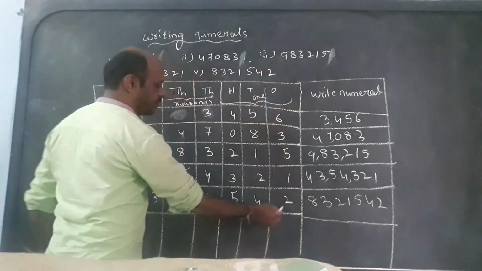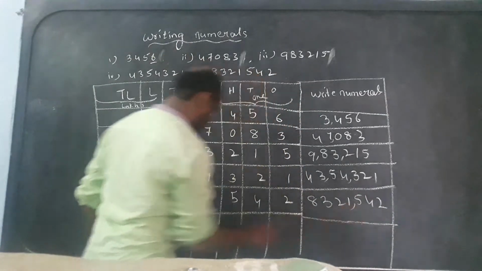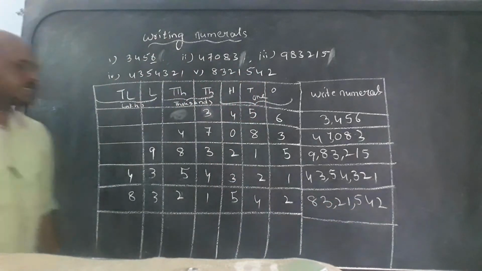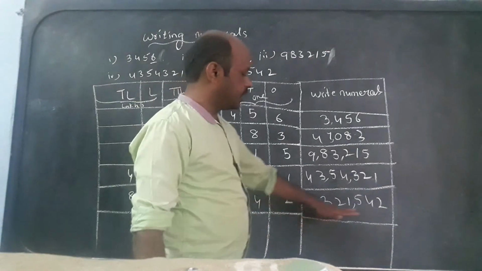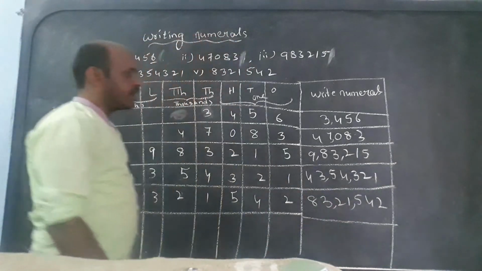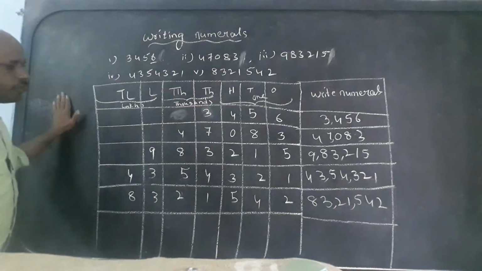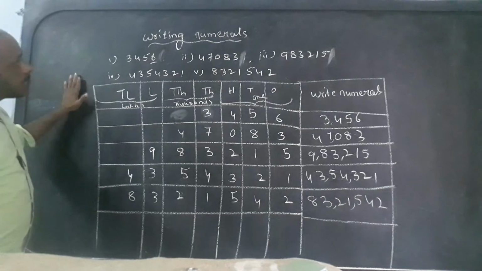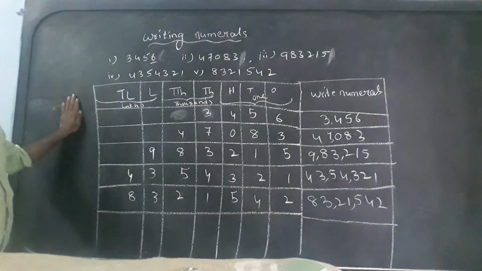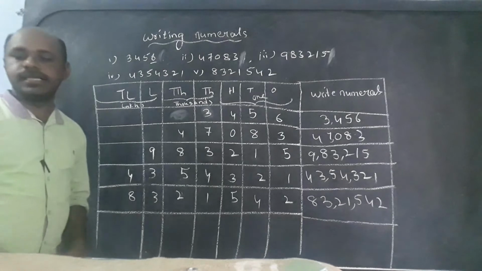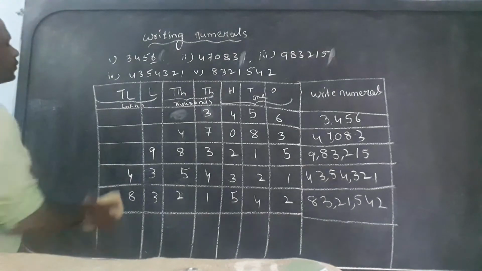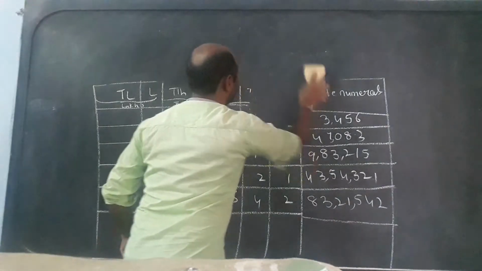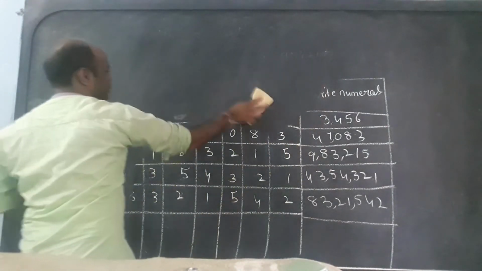Next one. See, the ones period is 2, 5, 4. 2 and 1 are the thousands period. 83 is the lakhs period. This will be read as 83 lakhs 21,542. This is writing numerals in the Indian system. One more thing is how to write the number names. The next topic is writing number names.